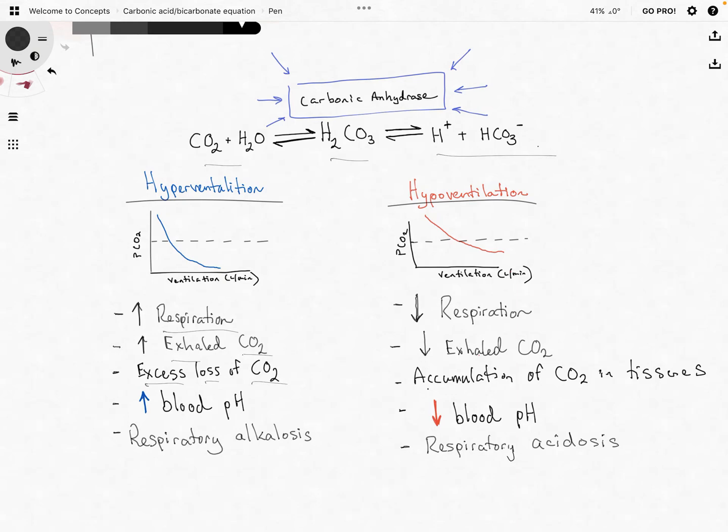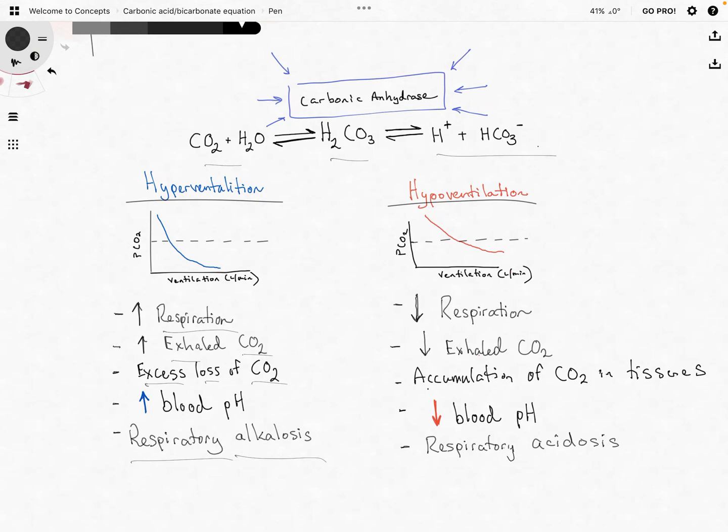We're going to see less carbon dioxide because of the increased loss of carbon dioxide in blood. We're going to see less carbonic acid, and therefore we're going to see an increase in blood pH. We're going to be becoming more alkaline. All right, so this leads to respiratory alkalosis.